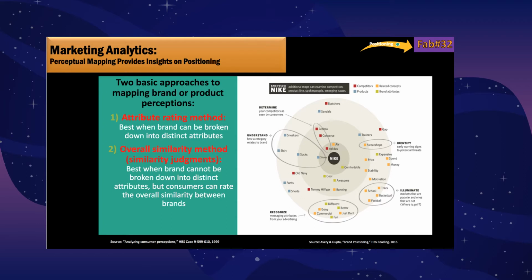Comparisons between several brands or entire industries are made across sets of attributes. Perceptual maps help simplify the process of determining where a brand may be positioned relative to others across industries. The attribute rating method is one of the basic two approaches to perceptual mapping that I'm going to go over. Then after, I'll dive into the overall similarity method.